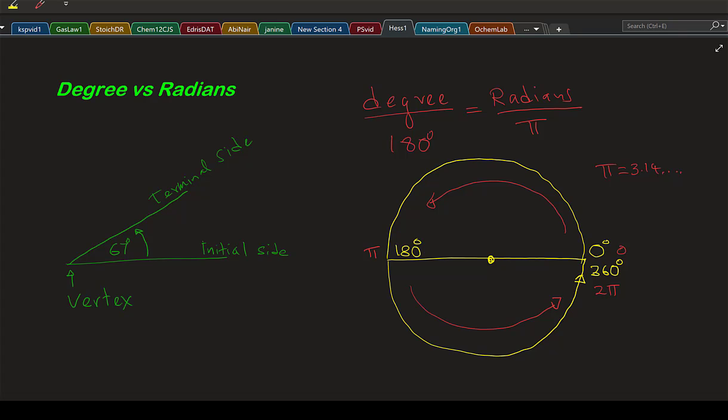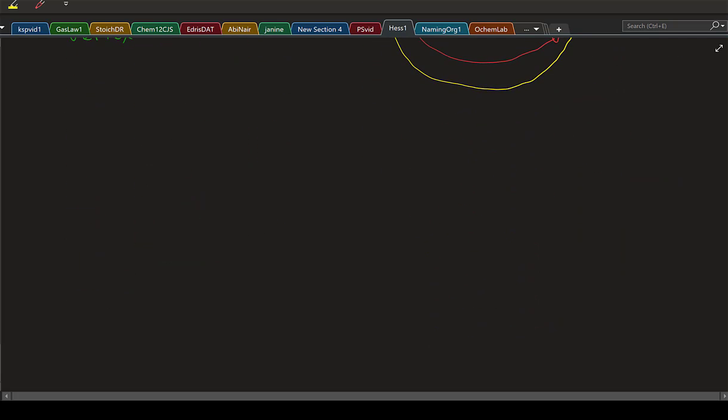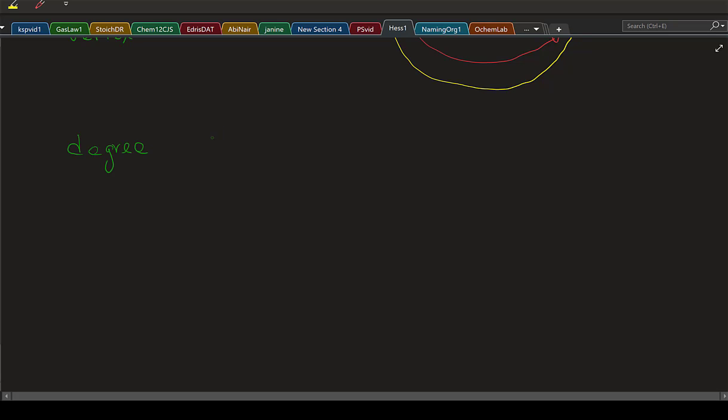But if you hit your calculator, it will show you pi is 3.14. So that's an approximate value, right? Because the precise value from the Greeks is 1 pi for a half circle. So we can convert between degrees and radians by using this type of formula.